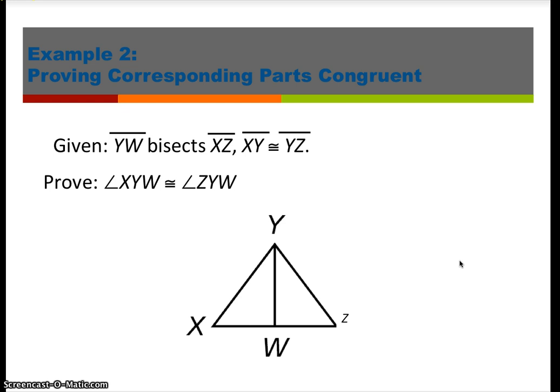All right, another example. Let's say that they want us to prove that angle XYW, this angle at the top, is congruent to angle ZYW, this angle on the other side at the top. Okay, well, in order for those two angles to be congruent, what we would have to know is that the triangle on the left is congruent to the triangle on the right. If the two triangles are congruent, then we can say that the two angles would be congruent. So let's walk through this proof.